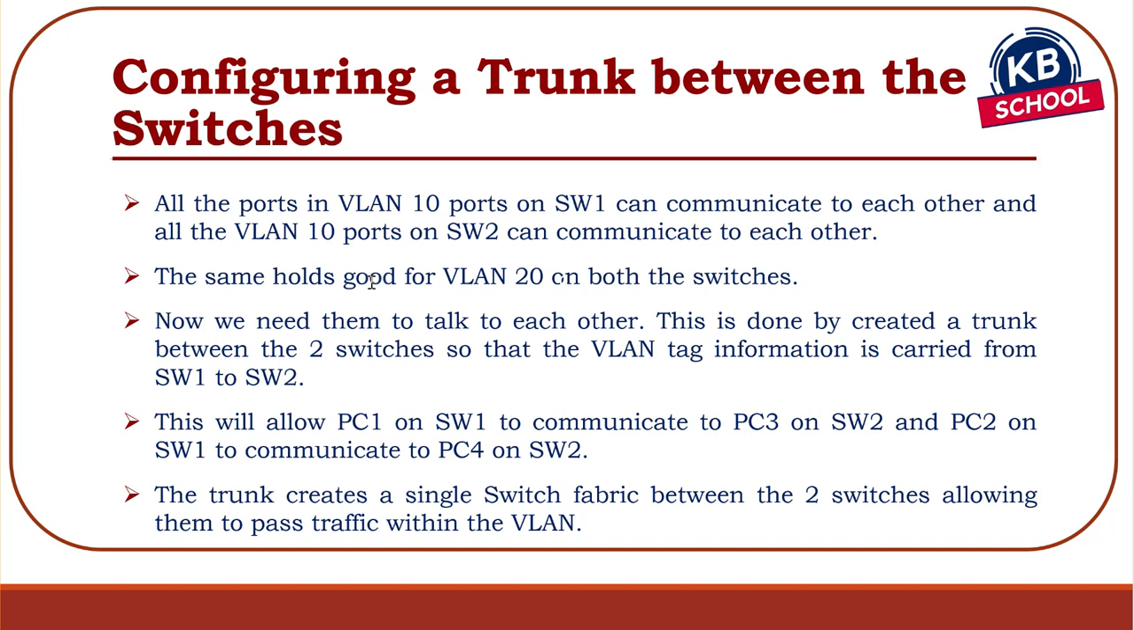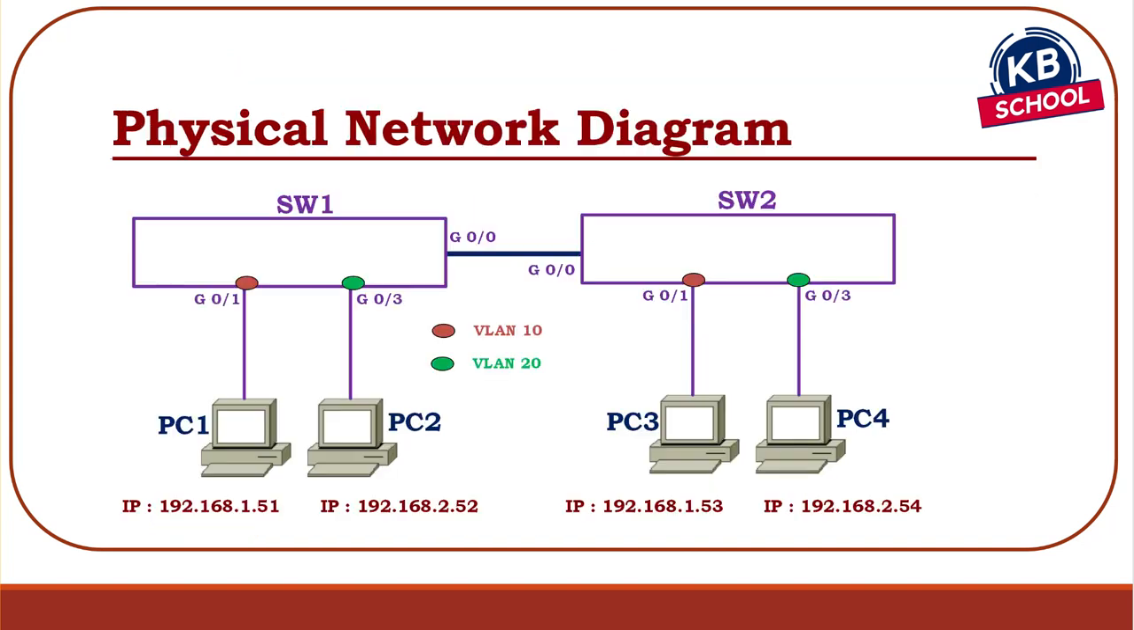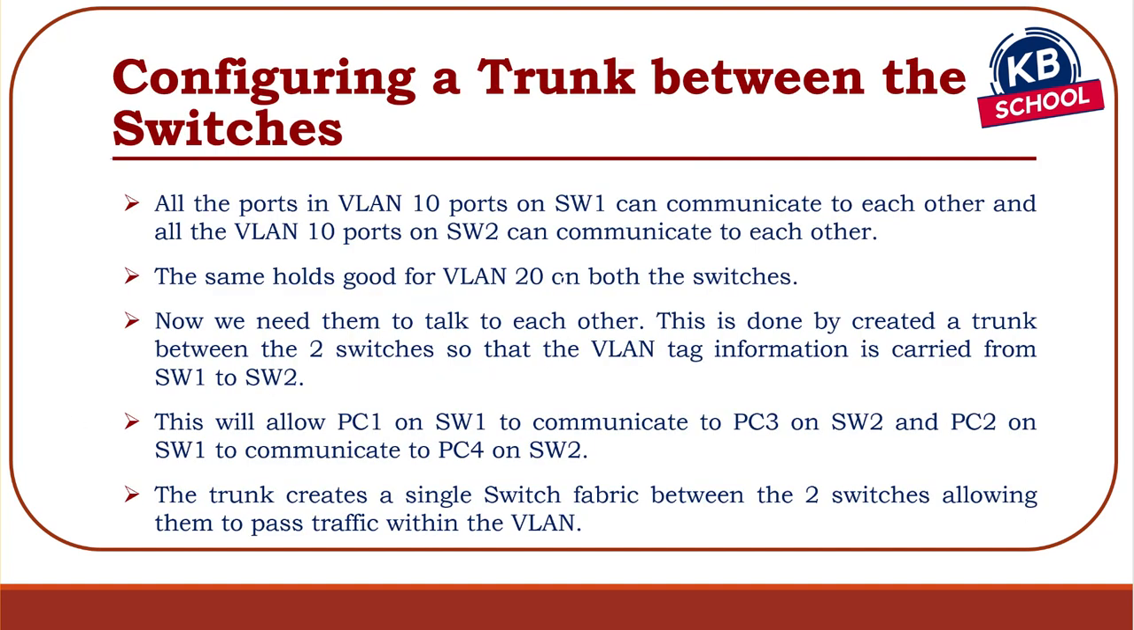But if I had 4 or 5 different devices over here, let's say I had another PC over here in red, another PC over here in red, and I've assigned all these ports to VLAN 10, they would be able to talk to each other. But they would not be able to talk to PC3 yet because the trunk has not been established between switch 1 and switch 2. So now we need them to talk to each other. This is done by creating a trunk between the two switches so that the VLAN tag information is carried from switch 1 to switch 2.